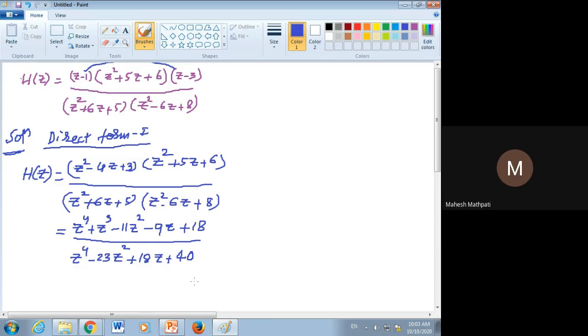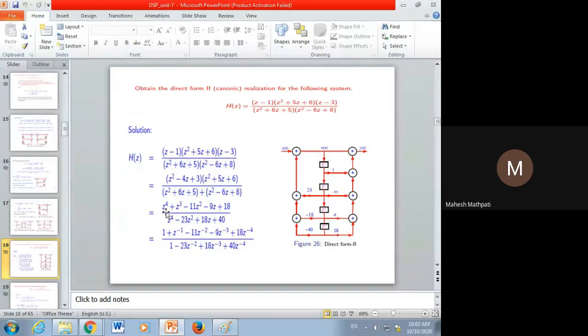How many people got this answer? Let me check whether it is right or wrong. Just consider Z raised to 4, Z power 3, minus 11 Z square, minus 9 Z, plus 18.